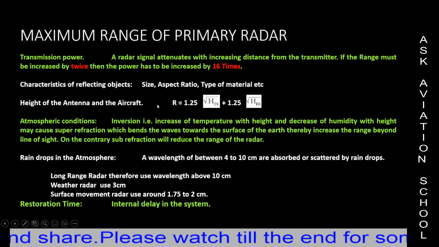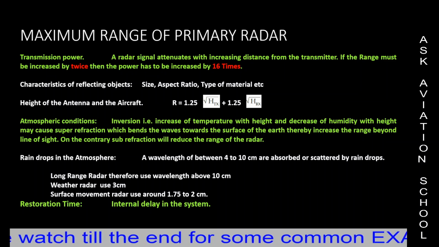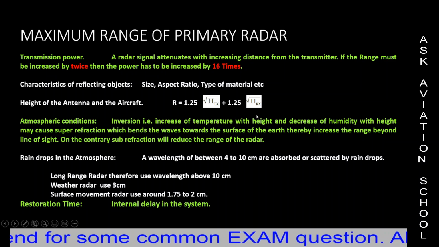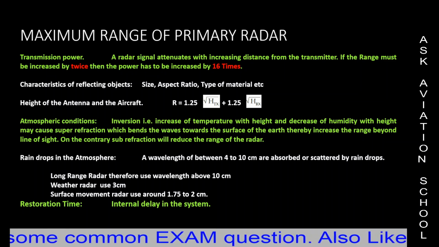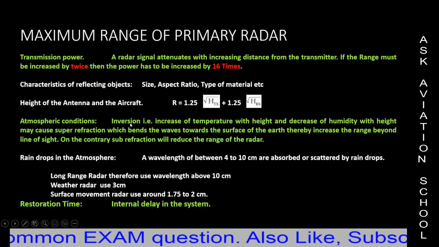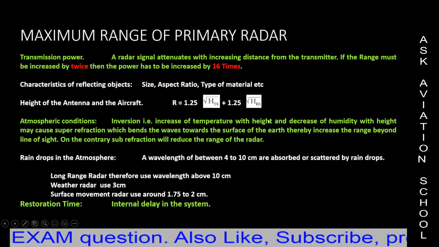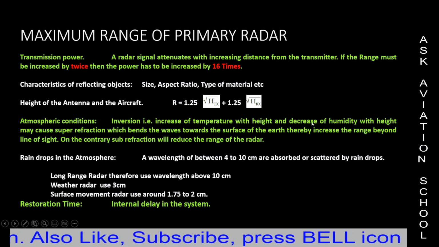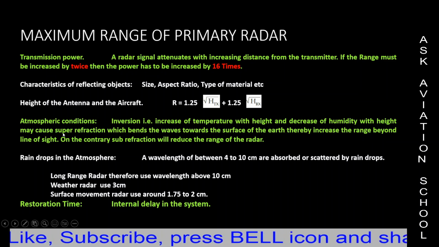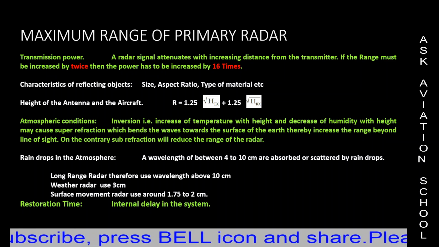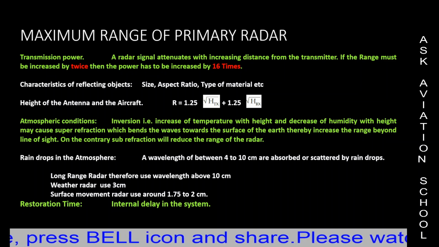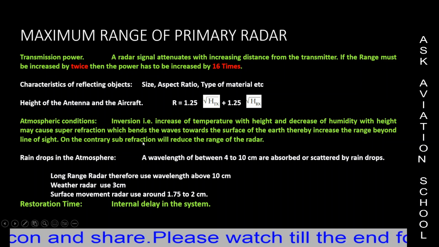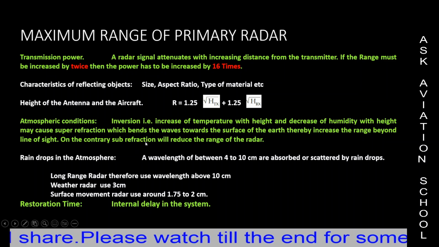The formula to calculate the maximum range is: range will be equal to the height of the transmitter multiplied by 1.25, plus the height of the receiver multiplied by 1.25. It will also depend upon the atmospheric condition. Inversion: in case of an inversion, there is an increase of temperature with the increase in height. Normally, with the increase in height, the temperature drops. But in case of an inversion, there will be an increase in temperature with the increase in height, and also a decrease of humidity with the increase in height, which may cause a phenomenon known as super refraction. In this case, the wave will bend towards the surface of the earth, which increases the range beyond the line of sight. On the other hand, subrefraction, which is the opposite of what we have discussed, will reduce the range of the radar.